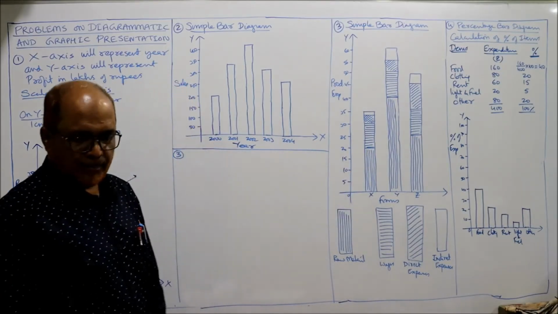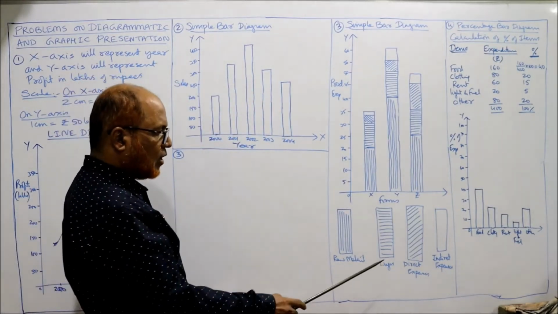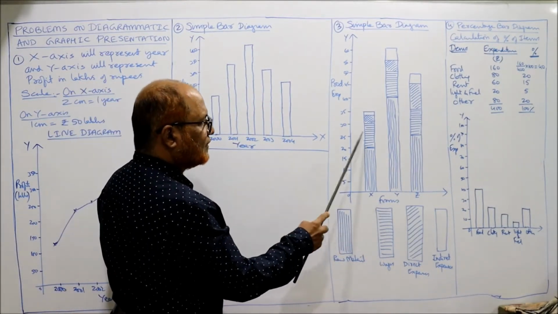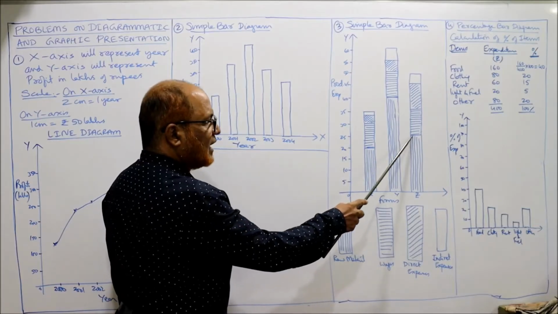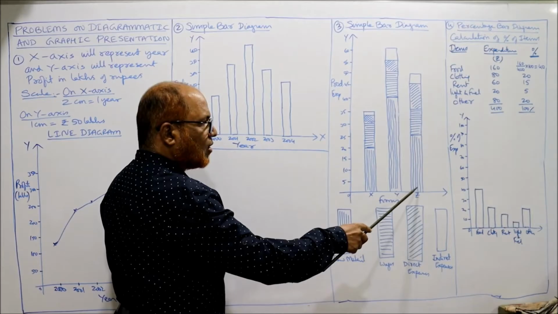नाउ Z, फर्म Z के लिए 25 इज द डायरेक्ट मटेरियल, रॉ मटेरियल. तो यहां पर 25 है, अगेंस्ट 25 आई हैव मेड अ लाइन हियर. सो वर्टिकल लाइंस आर रॉ मटेरियल.